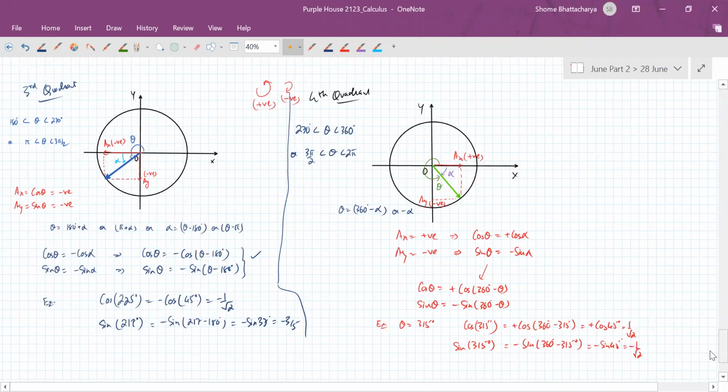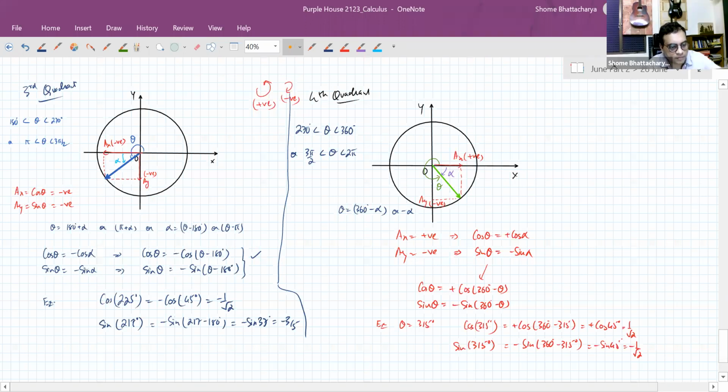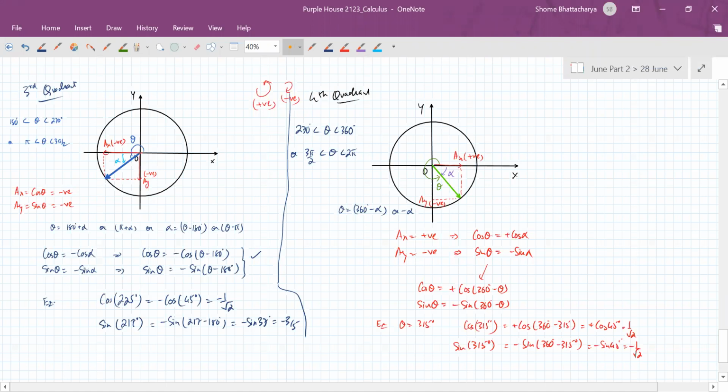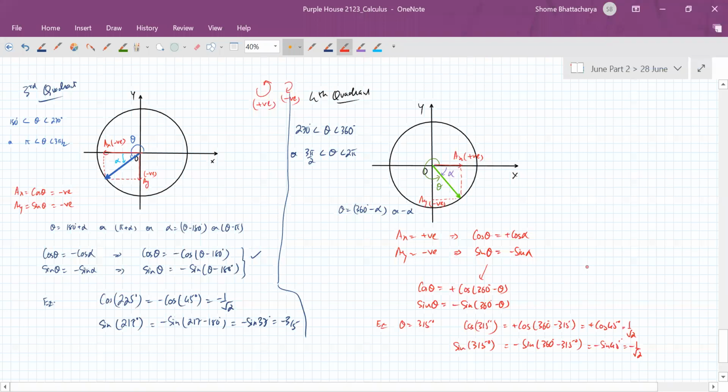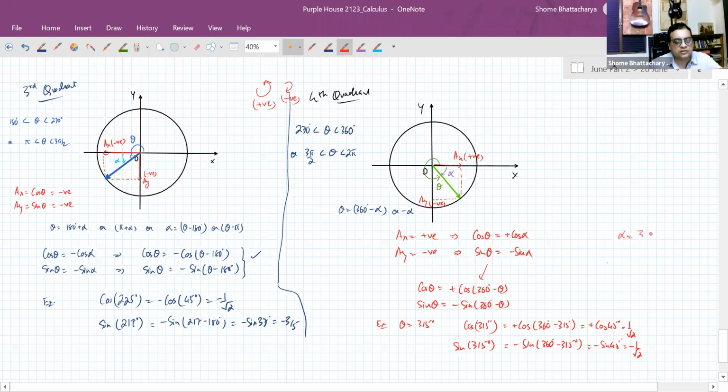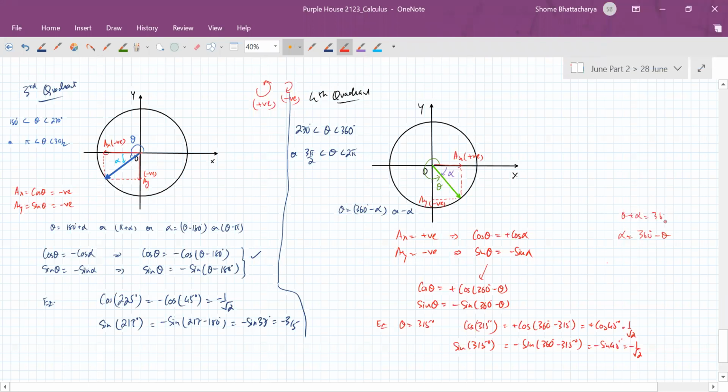Sir, in the last part, as you have written cos 315 degree, it should be in bracket 360 minus 45, right? It should be 360 minus this thing. See, alpha is how much over here? See, alpha is 360 minus theta, no? Because theta plus alpha is 360, na? Got it, na? Yes, sir. So that's why. Okay, sir.